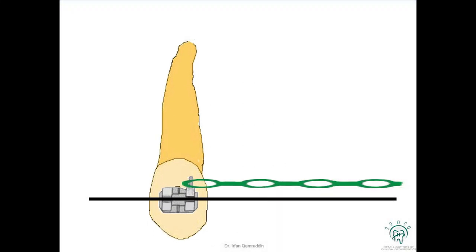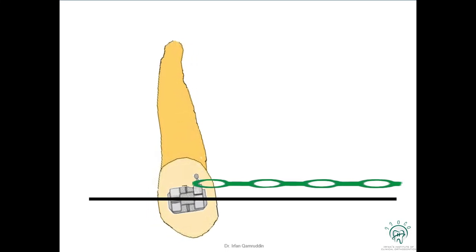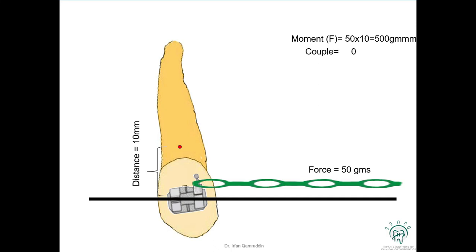Now let's assume how this canine reacts to the applied force. Since there is just a single force of power chain, canine will initially tip distally and there will be simple tipping in the direction of the force. If you want to calculate the moment of this force, formula is the same: force into force arm. If the force is 50 grams and the distance between the force application point and the center of resistance is 10 mm, then the moment is 500 gram millimeter. Till this stage there is no couple, and we know already that when a tooth is subjected to single force and there is no couple, there is simple uncontrolled type of tipping.